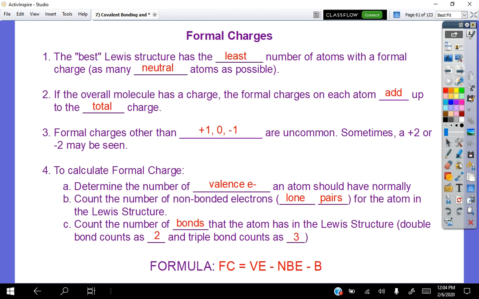And we're also going to count the number of bonds that an atom has. If it has a single bond, that counts as 1. If it has a double bond, that counts as 2. And if it has a triple bond, it counts as 3. We're going to subtract the number of bonds and the number of dots from the lone pairs from that valence electron number. And that will give us our charge.